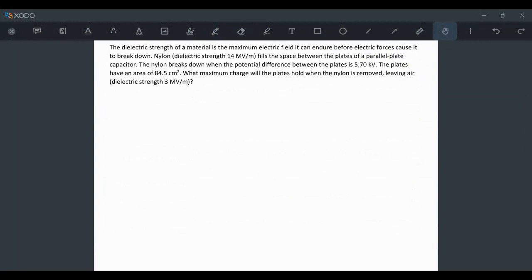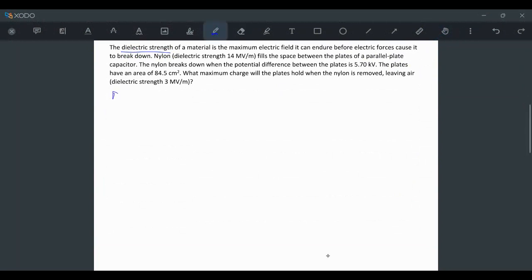All right, so question 2, we're told that the concept of dielectric strength of a material is the maximum electric field that it can endure before the electric forces cause it to break down. So basically what this means is, this typically applies to an insulator or a dielectric, but basically you have bound electrons around the nuclei of atoms, but the electric forces get so high that those electrons want to get pulled in one direction, the nuclei want to go in the other, and the whole thing rips itself apart.